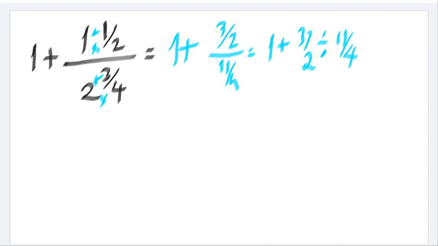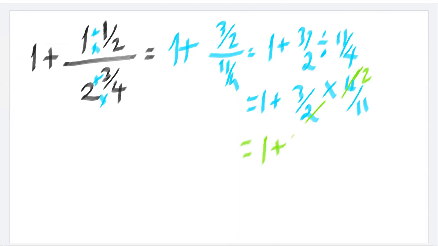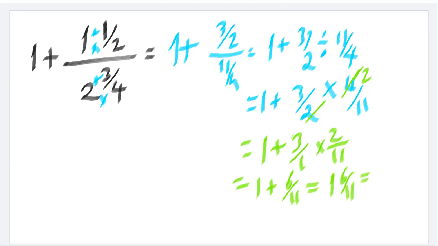And division is always first. So let's do division. And division means keep first one same, change your operation to multiplication, and flip your second fraction and multiply. So if possible to simplify, always simplify first. So it will make it easier. 3/1 times 2/11. So if we do this, this is 1 plus 6/11. And remember, this is same as 1 and 6/11.